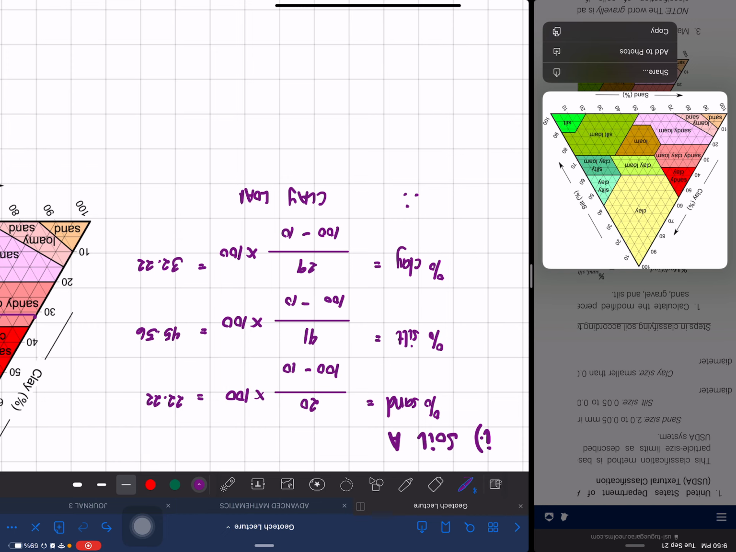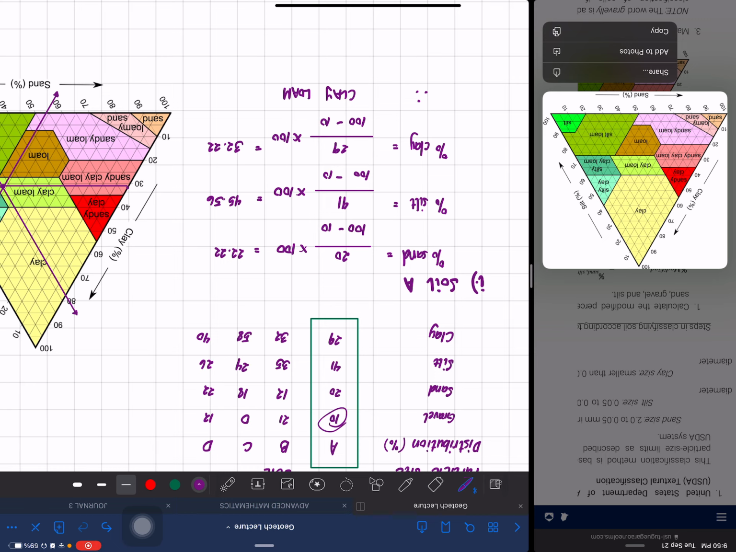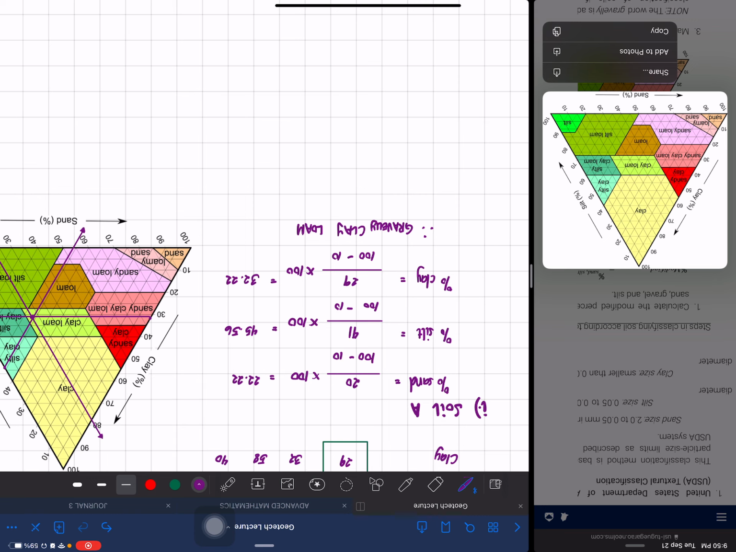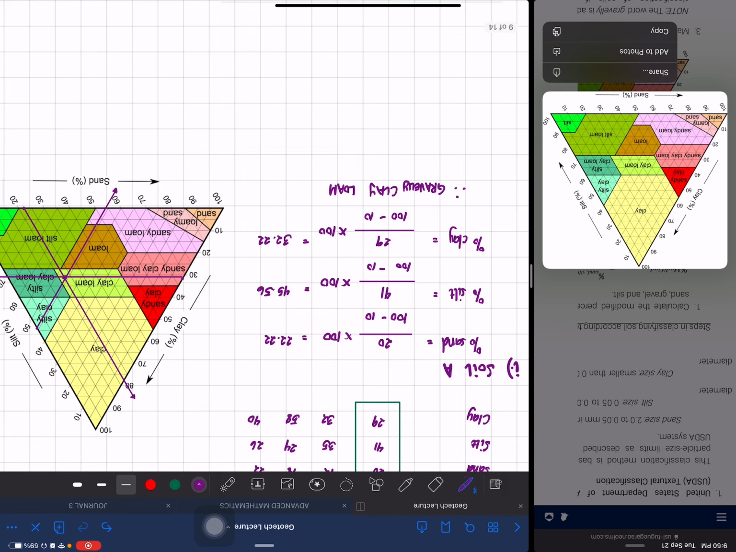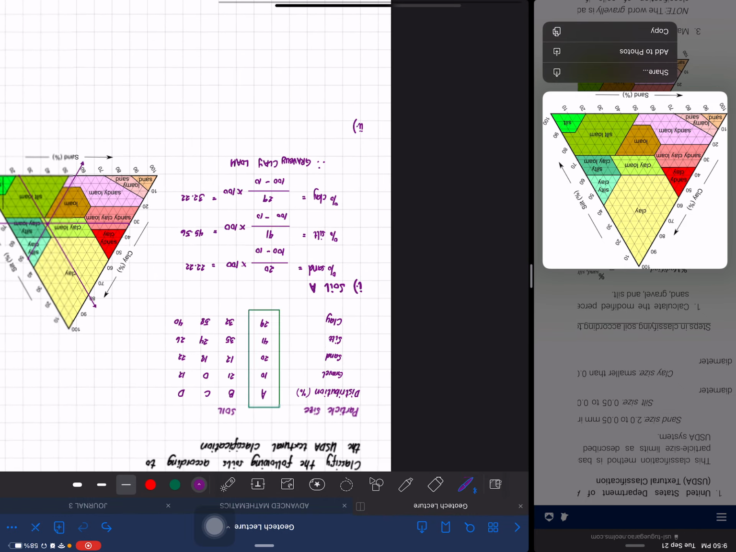Okay. But since the soil actually has a gravel component, regardless kung ilang percentage lang yan, guys, kapag meron siyang gravel component, you always have to put the word gravelly in the classification. So that is now the final classification of the soil. It's gravelly clay loam. Okay, so that is your soil A. Next naman for soil B, I'm gonna be solving the soil B, or should I say soil C na lang.